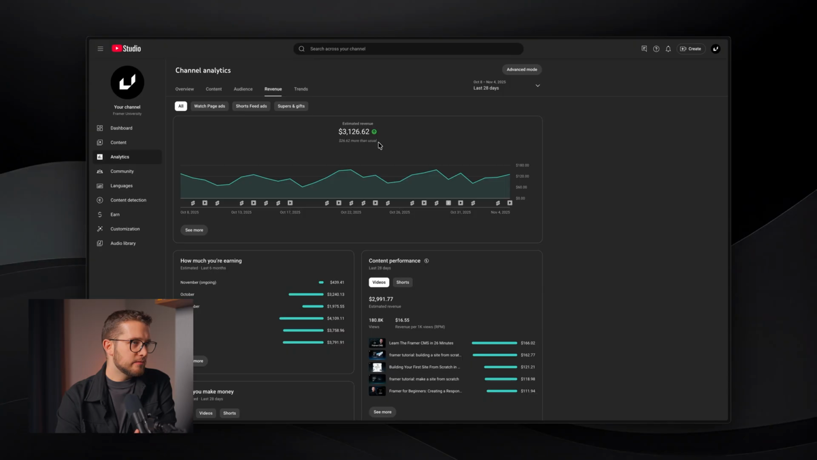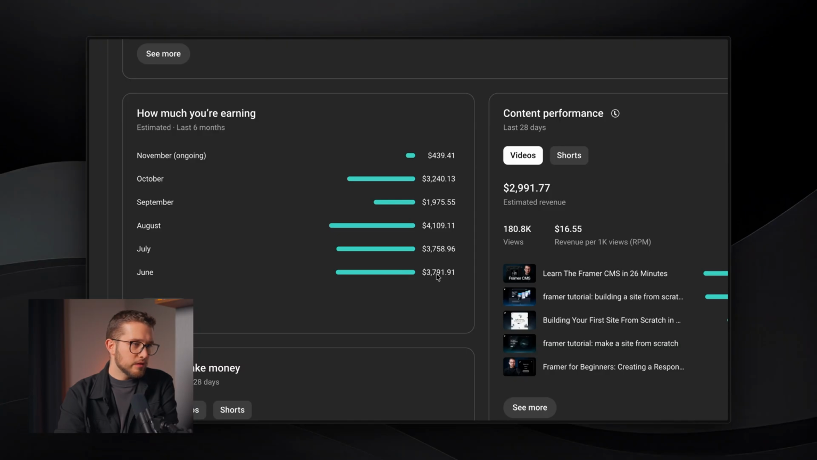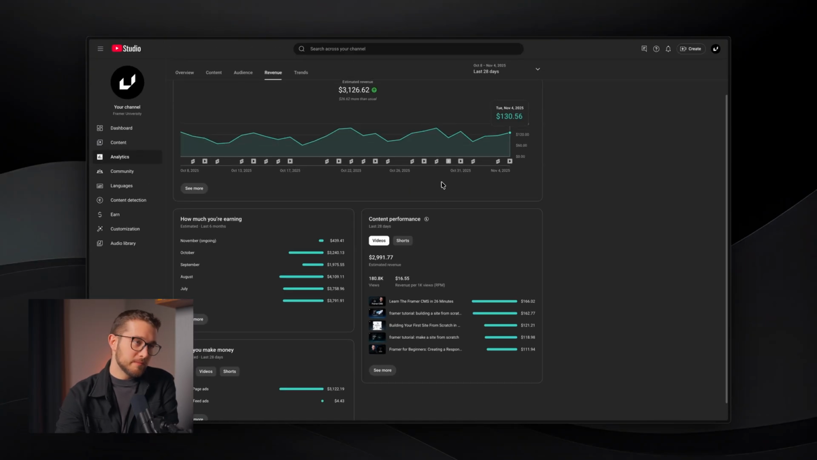You can see the last 28 days here, 3k, which is pretty good again. However, if we take a look at the last 6 months, I had over 3k months, even 4k. But then in September, I have no idea what happened. My views stayed the same, but the revenue just went down. Last year in September, I didn't really have this effect, so I have no clue. But thankfully, in October, it jumped back up, and it seems like it's going up again. So that's really great.